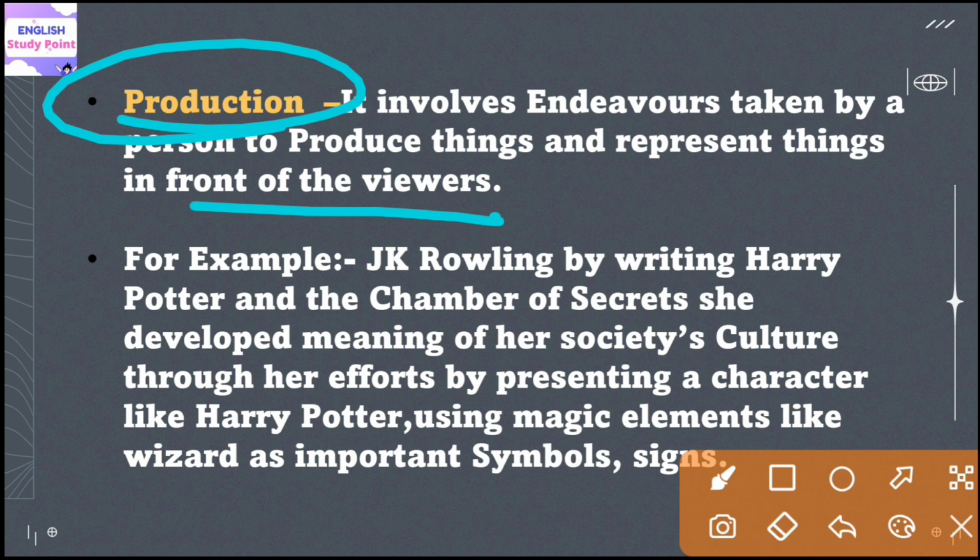So J.K. Rowling, by writing the Harry Potter and the Chamber of Secrets series, developed meaning of her society's culture. So in order to make us, us meaning us as readers, understand her society's culture and also real world social issues, she made efforts, and through those efforts she depicted her society's culture as well as real world social issues that are there in her culture. So she showcased her efforts with the help of presenting different sorts of characters, and also using magical elements like wizards as important symbols and signs.